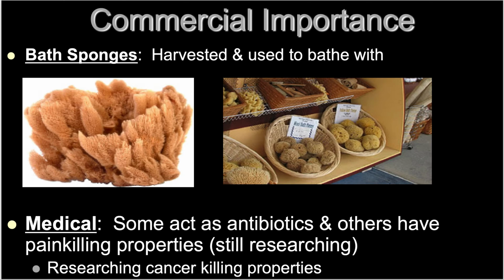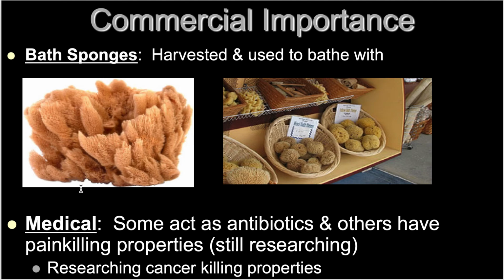So bath sponges are often harvested and used to bathe with, and these are just some examples. There's a town in Florida on the Gulf Coast called Tarpon Springs, and they have a little local economy of, I guess you'd call them fishermen of sorts, and they go out and harvest sponges and bring them back. In their town is the sponge docks, where you can go, and there are a lot of shops that sell them.